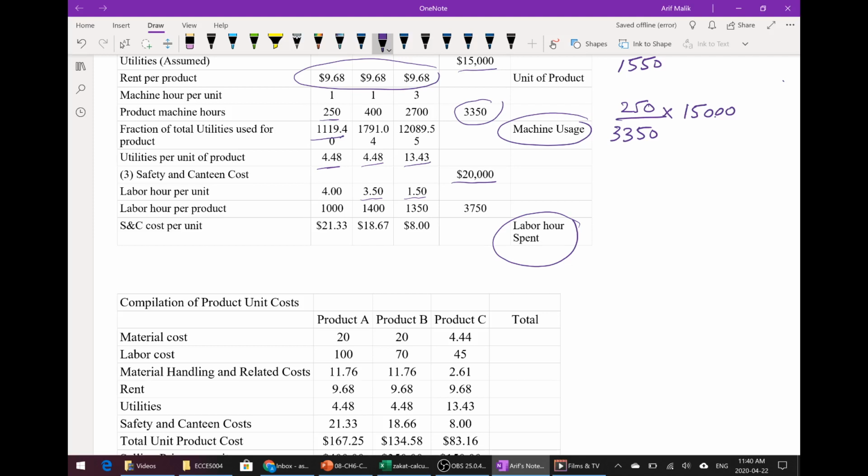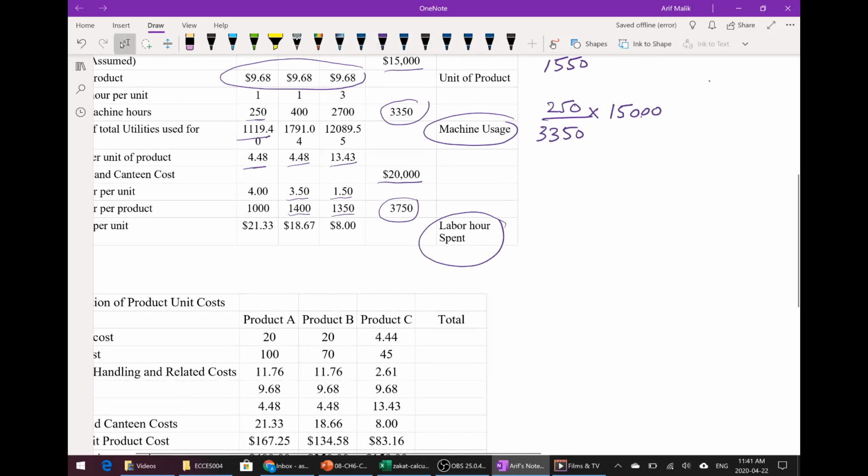And then we know the number of products produced, so you just multiply. 4 multiplied by 250 is 1000, as 250 products are there for product A. Product B are 400, so 400 multiplied by 3.5, we have 1400 here. And 900 products are for product C, so 900 multiplied by 1.5, we have 1350. If we sum all these three, this is the total number of labor hours used for producing these three products.